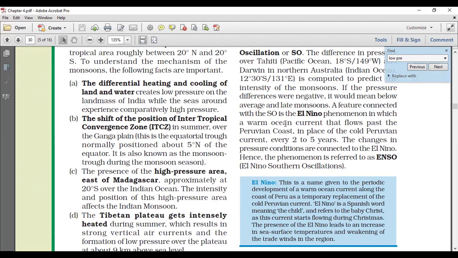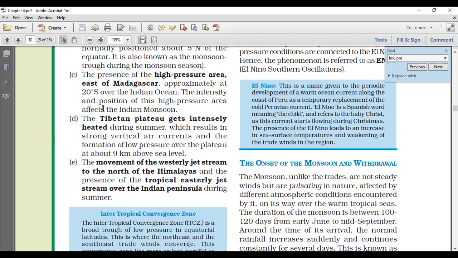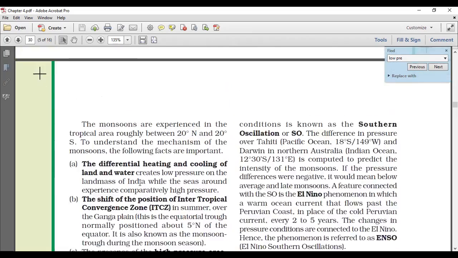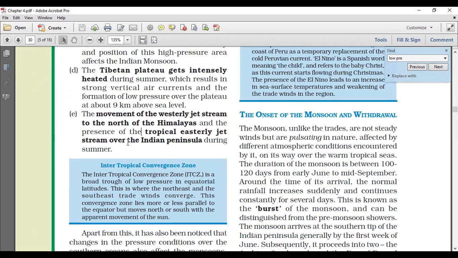Number two is the intertropical convergence zone, which is normally positioned. So these are all the facts which are important. After the westerly jet system, the next point is the periodic change in pressure conditions between the Pacific Ocean and the Indian Ocean, that is the southern oscillation.